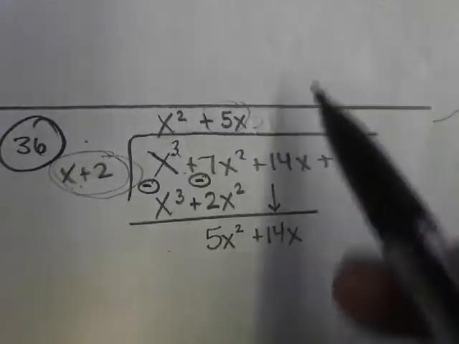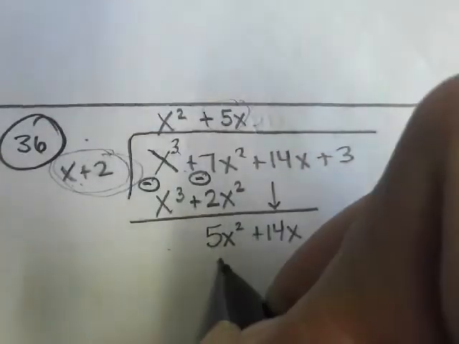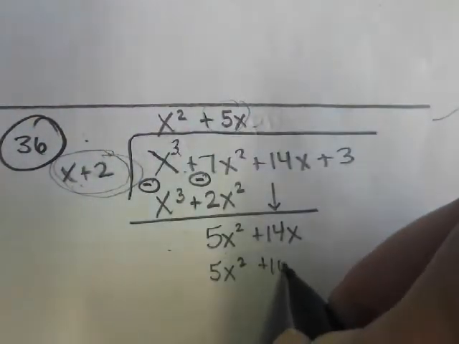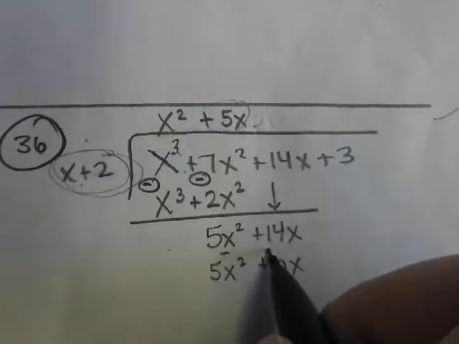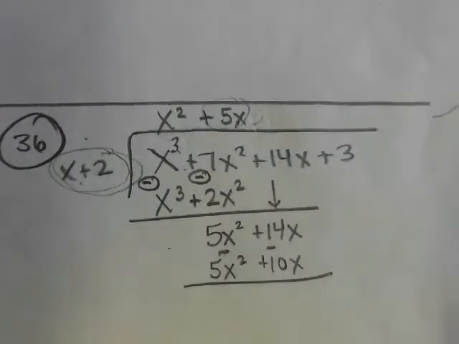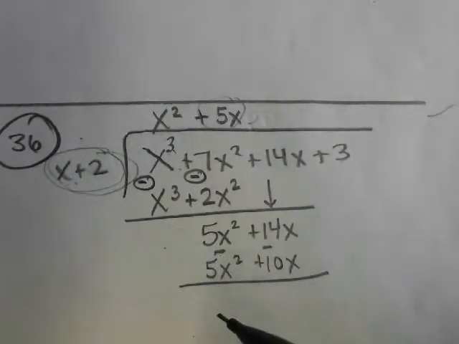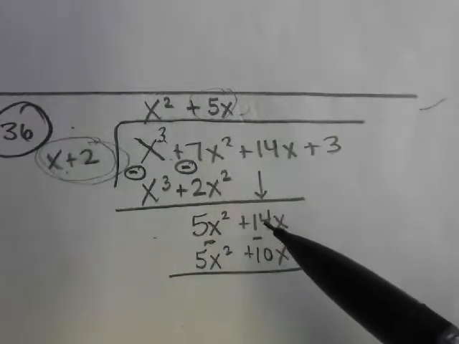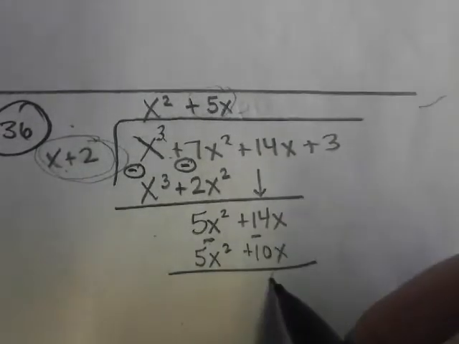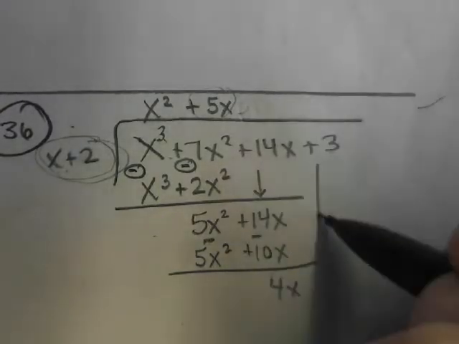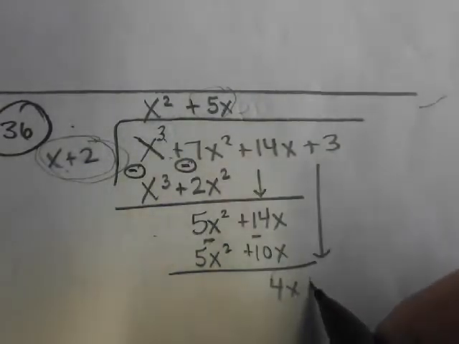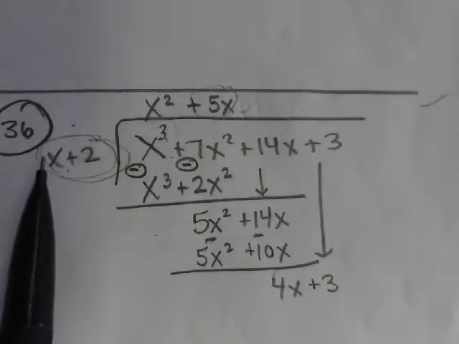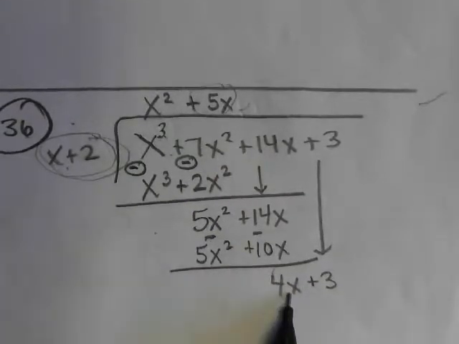And then I multiply that 5x by the entire binomial out in front and line it up. So 5x times x is 5x squared. 5x times 2 is 10x. And I throw my little subtraction signs in there. 5x squared minus 5x squared cancels, as it always should, if I picked the right number. 14x minus 10x is 4x. Bring it down. Repeat. X times what gives me 4x? 4.